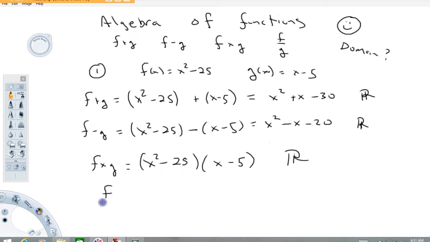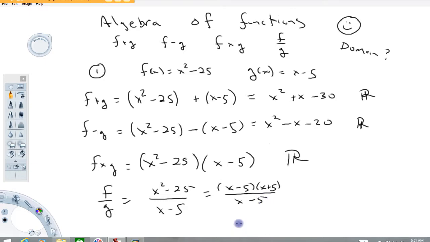All right, f over g. So let's see, if we take f and we're dividing by g, that's going to be this function, x squared minus 25, divided by this function, x minus 5. All right, so this one can be simplified further because the top of this thing is equal to x minus 5 times x plus 5. That's the difference of two squares when you factor. And you'll notice here we've got an x minus 5 in the top and x minus 5 in the bottom. These are going to divide out. We're just left with x plus 5.